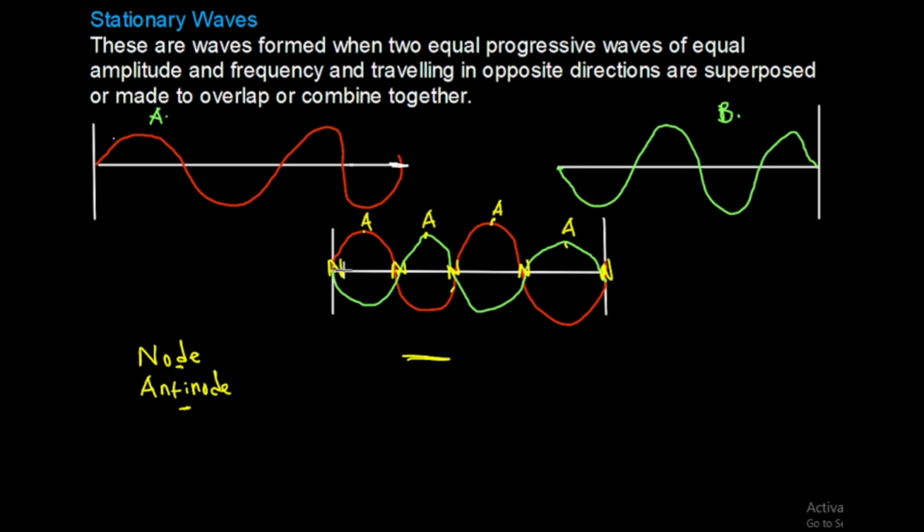The point of minimum or zero disturbance, all these are points of zero disturbance of the medium, and then the points of maximum or highest disturbance called antinode. So we have nodes and antinodes on the stationary wave. Now the distance between three successive nodes is equal to one wavelength. I need you to take note of this, as we are going to use this to solve problems.